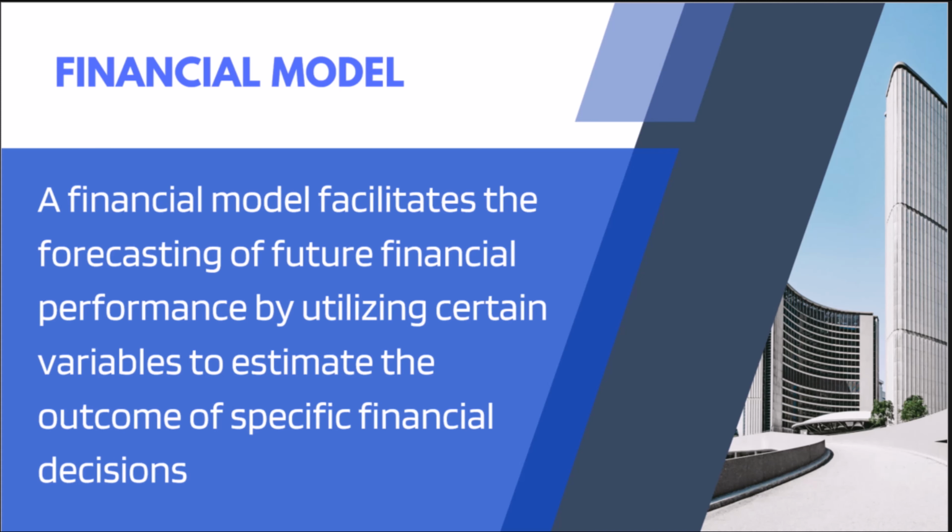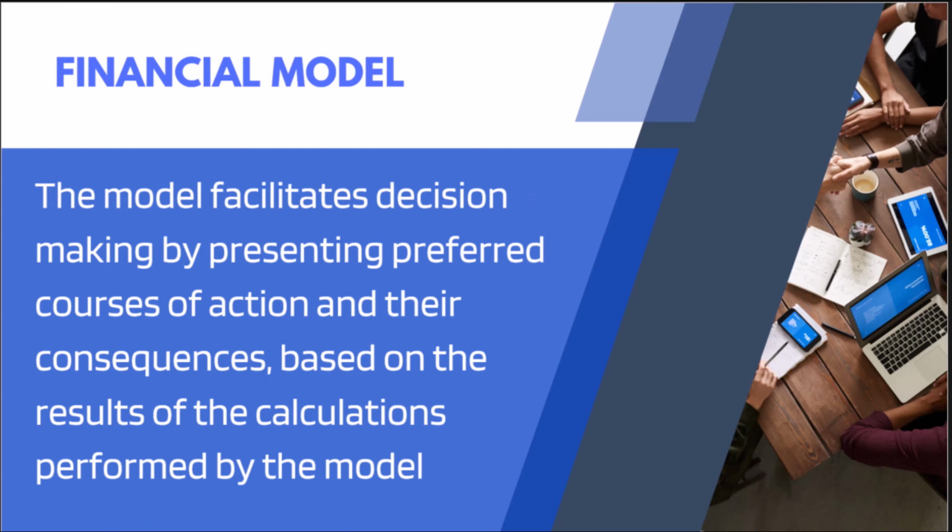Someone explained that a financial model facilitates the forecasting of future financial performance by utilizing certain variables to estimate outcomes of specific financial decisions. So this definition focuses on the financial model being basically a tool to estimate the outcome of specific financial decisions. There is another view as well: the financial model facilitates decision making by presenting preferred courses of action and their consequences based on the results of the calculations performed by the model.